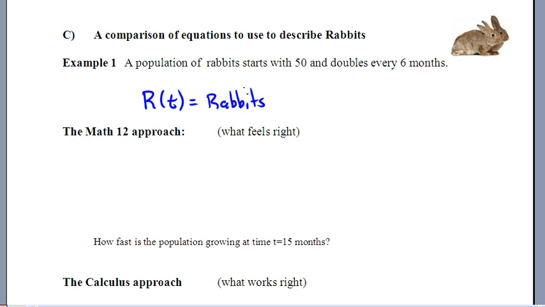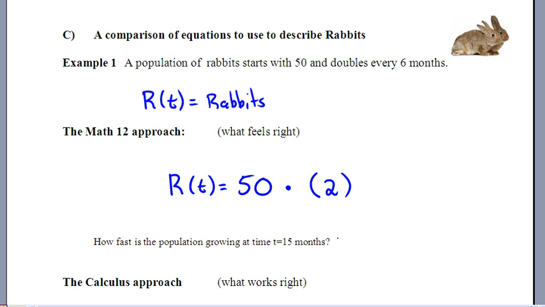What you might have done in Math 12, when you were just kind of learning about writing exponentials, you might have said, hey, this is a great way to figure out how many rabbits there are later on. We're going to start off with 50, because they said so right here. And then we have to double the population every time 6 months go by. So what you could do is put in a little doubler here, a little 2, that will double the population. And the question is, well, how many of those 2's do you need?